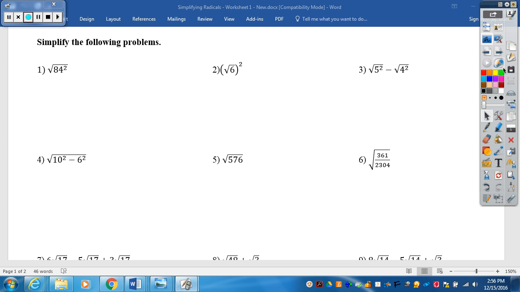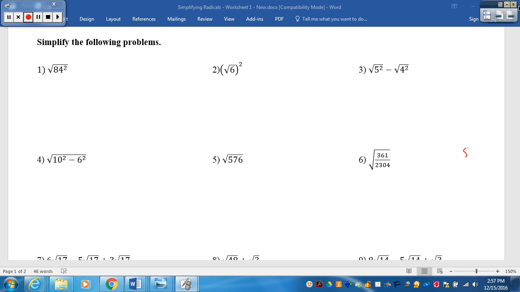We want to remember the 3 rules that we talked about yesterday. You can have no perfect squares underneath the radical, other than 1. That's the first one. So no perfect squares under the radical. You can have no radical expression in the denominator. And you can also have no fraction underneath the radical. Keeping those 3 in mind, that's what's going to guide us as we work through these problems today.